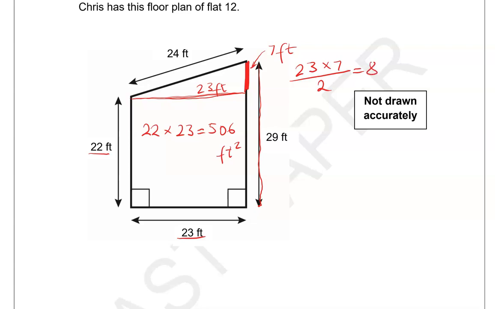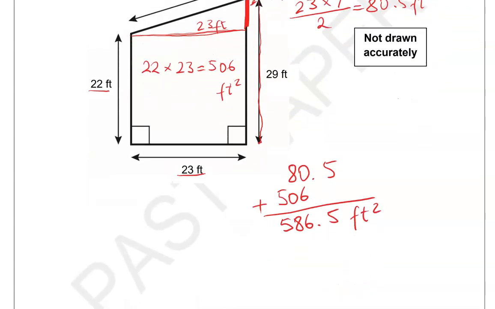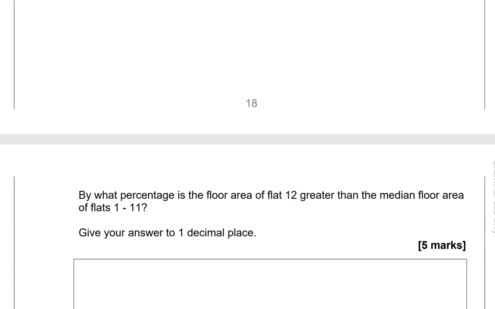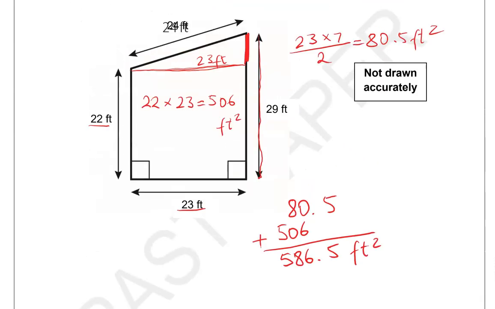Gives us 80.5 square feet. So altogether that's going to be 80.5, add 506, and that gives us 586.5 square feet in total. So what do we do with this now? Question is, by what percentage is the floor area of flat 12 greater than the median floor area of flats 1 to 11? So we've got to work out the median of the other flats.